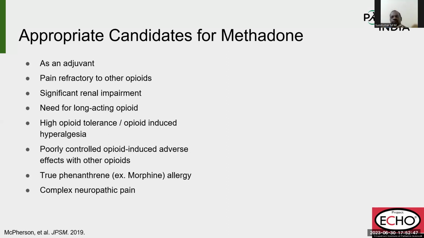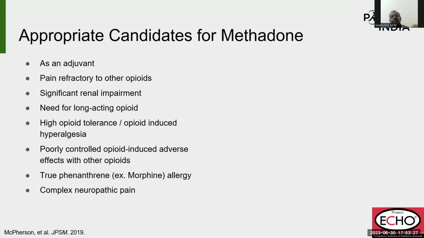So if you start a patient on a small dose of methadone along with another opioid, it is described as an adjunct in the literature. Okay, so that is one indication. And the other one is, you might be giving morphine, fentanyl, buprenorphine, many opiates, but still the patient doesn't have pain relief. Then you can call it pain refractory to other opiates. So that's another indication. Then a patient with significant renal impairment who is in pain.